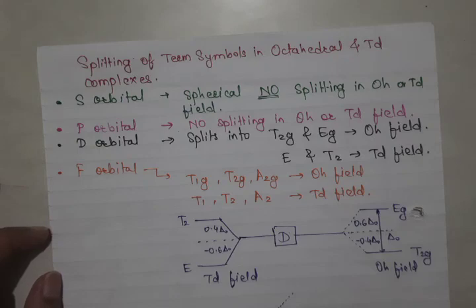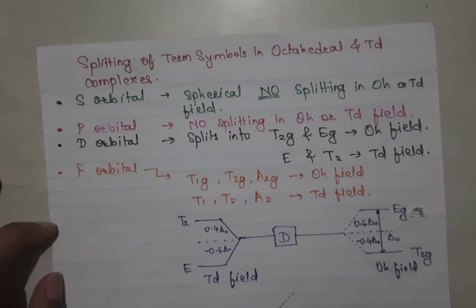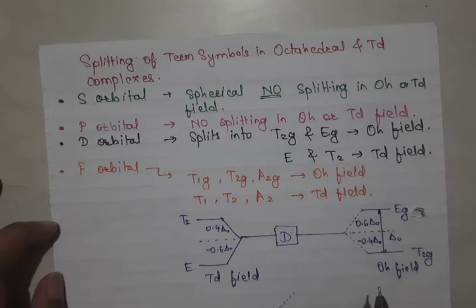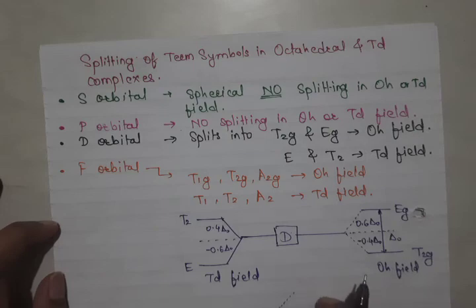Hello students, in today's video we are going to study the next part of the term symbol, that is splitting of term symbols in octahedral and tetrahedral complexes. The terms or symbols arise only for atoms, but when those atoms or ions are placed into the ligand field, in the presence of an octahedral or tetrahedral ligand field, the term symbol of that coordination complex gets split into different Mulliken symbols, with the degeneracy and the spin multiplicity included in it.